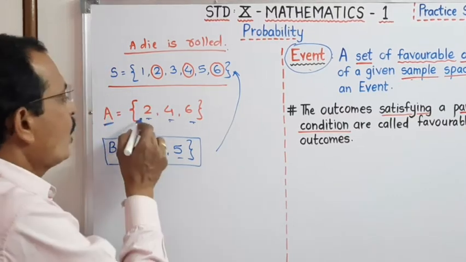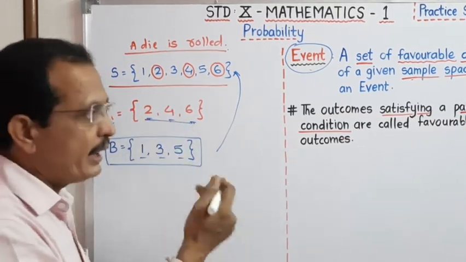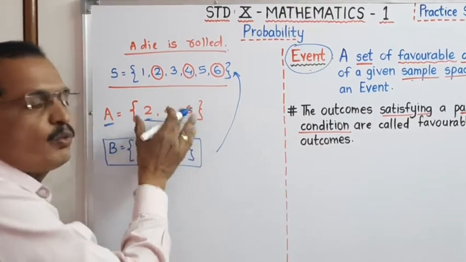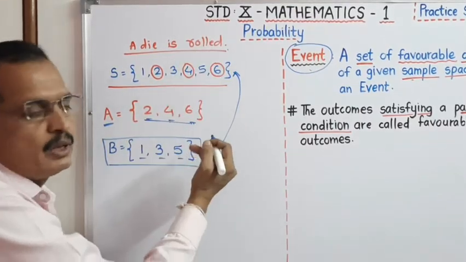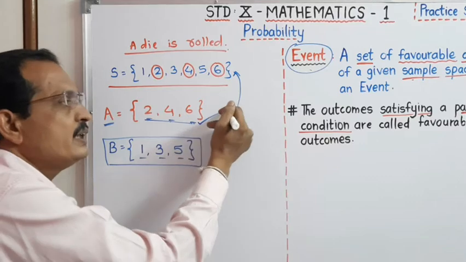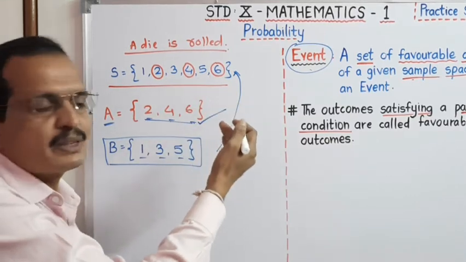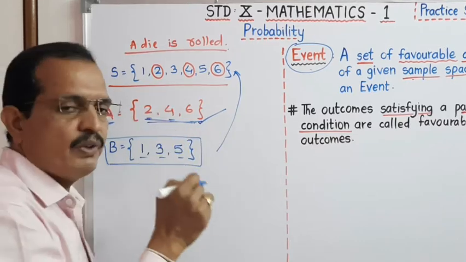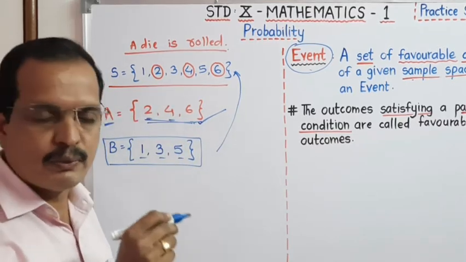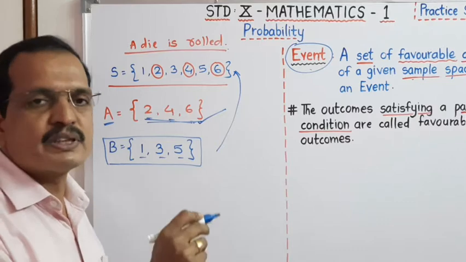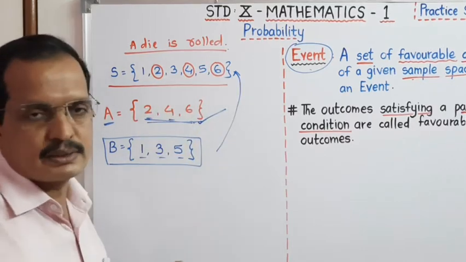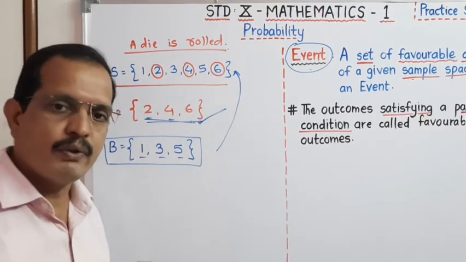Always remember all this because we write the event from the sample space. Therefore all the elements present in an event are already present in the sample space. Therefore we say that the event is a subset of a sample space. Now I think everyone understood this.